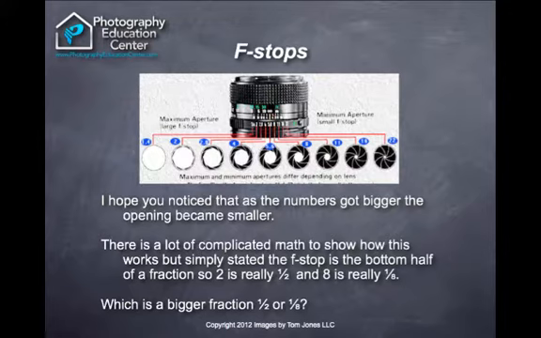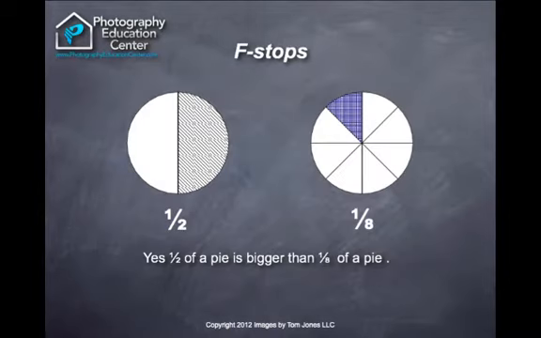There's a lot of complicated math to show how this works, but simply stated, the f-stop is the bottom half of a fraction, so 2 is really 1/2, and 8 is really 1/8. Which is a bigger fraction, 1/2 or 1/8? Yes, 1/2 of a pie is bigger than 1/8 of a pie.